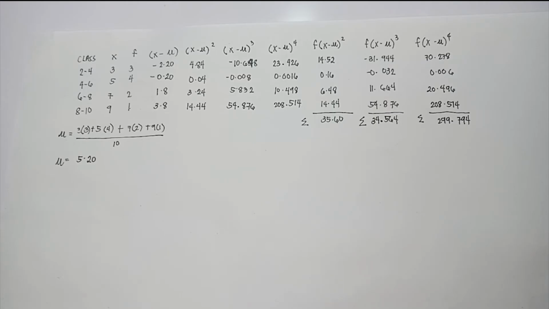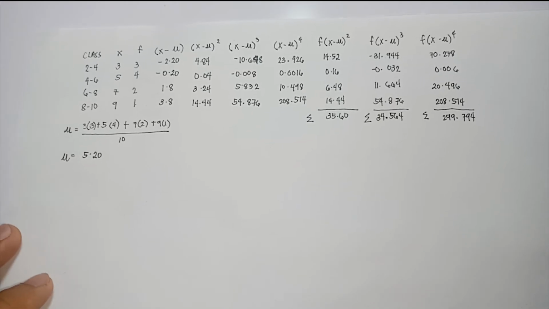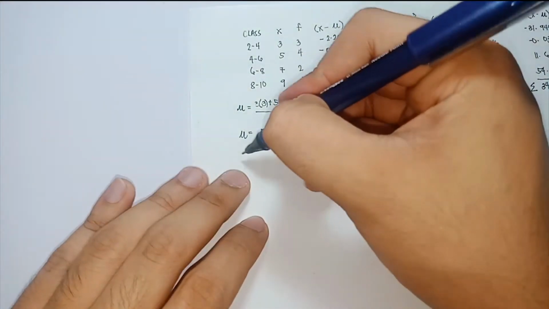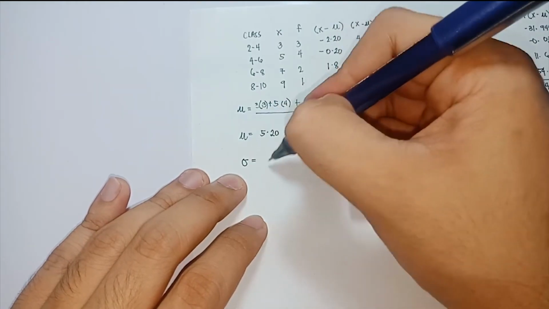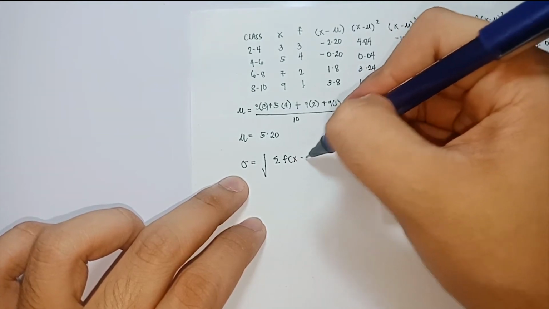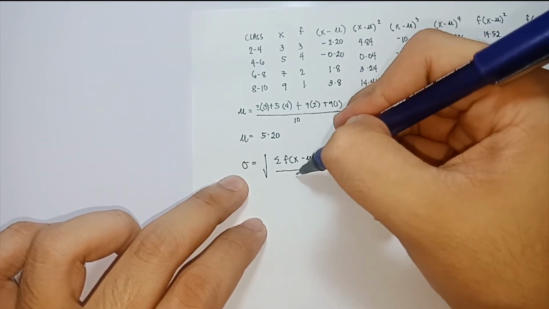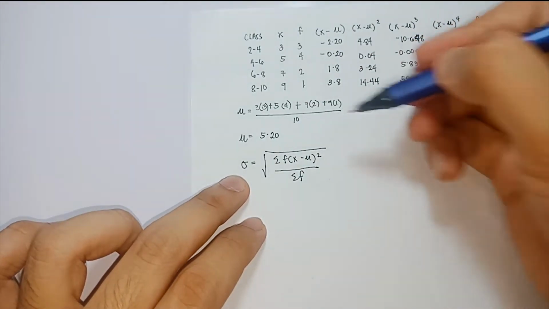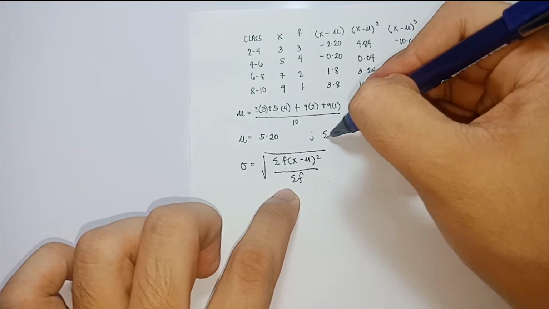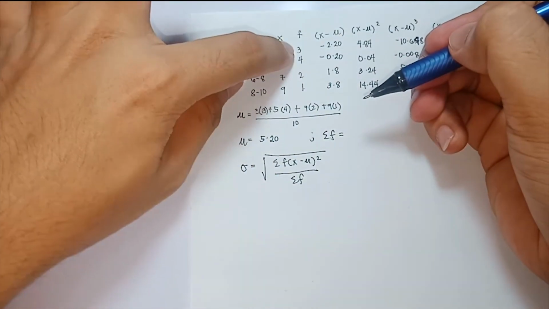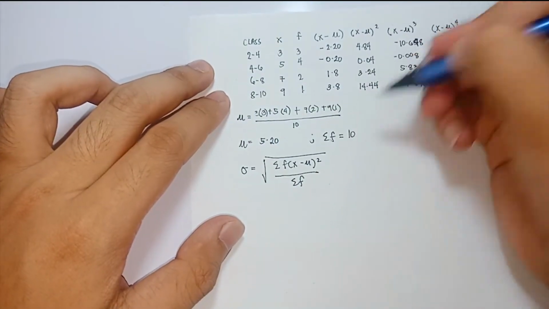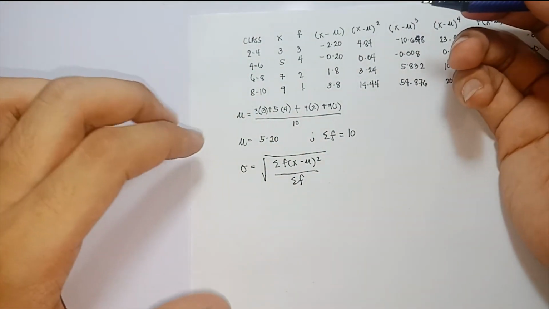Ngayon, sa formula natin, kailangan natin ng sigma. So, yung sigma, makukuha natin yan using the formula, the square root of summation of f multiplied by x minus mu squared all over summation of f. Ano ba yung summation of f? Yung summation of f natin, yung total na to. So, 3 plus 4, 7 plus 2, 9 plus 1 is 10. 10. Kumbaga, yun yung total population natin.